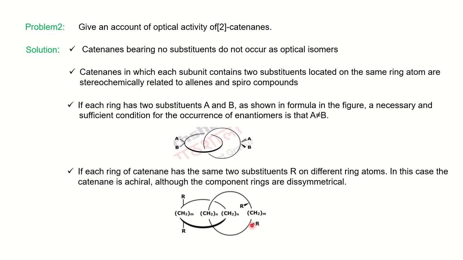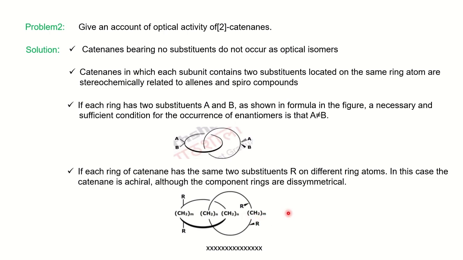So basically the condition for a catenane to possess stereochemistry or optical isomerism is that both R should be unequal and the two rings should be dissymmetrically substituted, perpendicular to each other. So I hope you understood the optical activity of 2-catenane. Why are we saying 2? Because 2 rings are there. You may have a larger number of rings here.